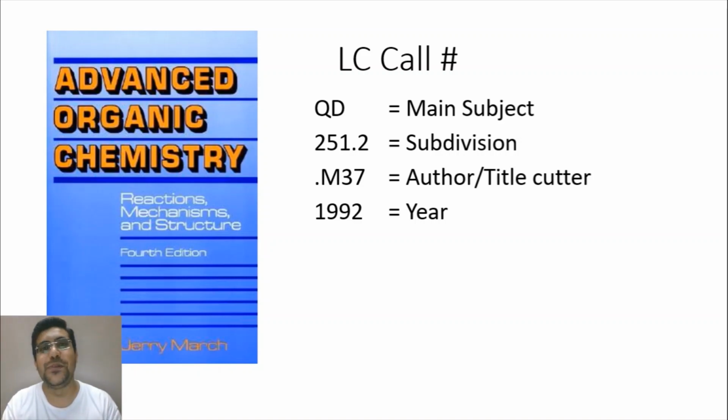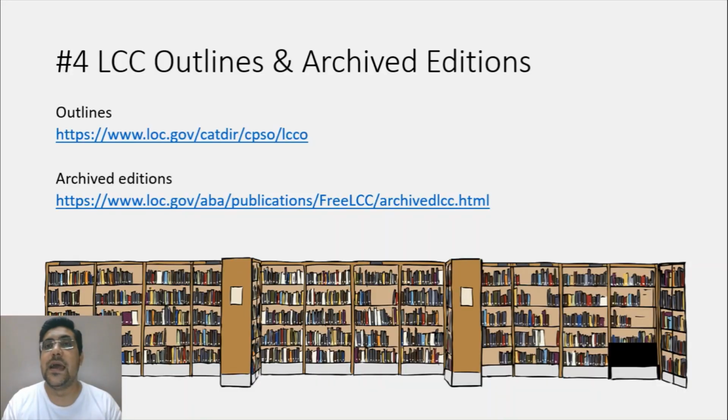Okay, now back to the topic. I'm not a classifier. This is just to brief you the idea of LC call number. So we are talking about the 4 free tools for Library of Congress classification. So at number 4, we have LCC Outlines and Archive Edition. If you are a newborn librarian or you want to learn more about Library of Congress classification scheme or you want to practice on it, so here we have Archive Edition.